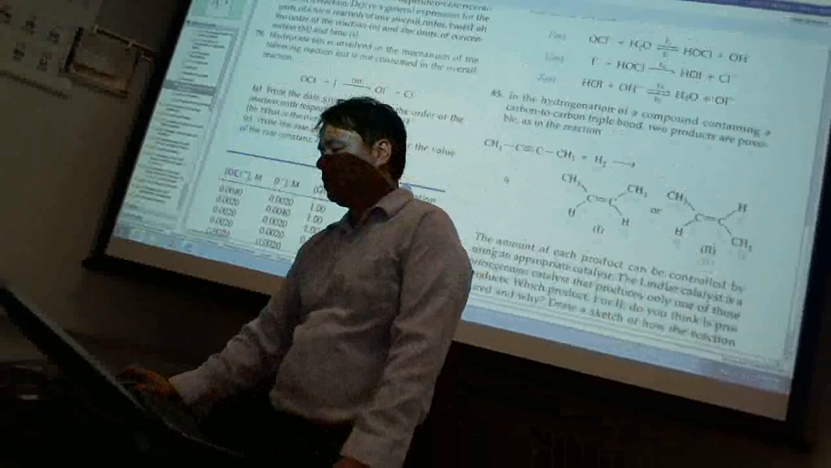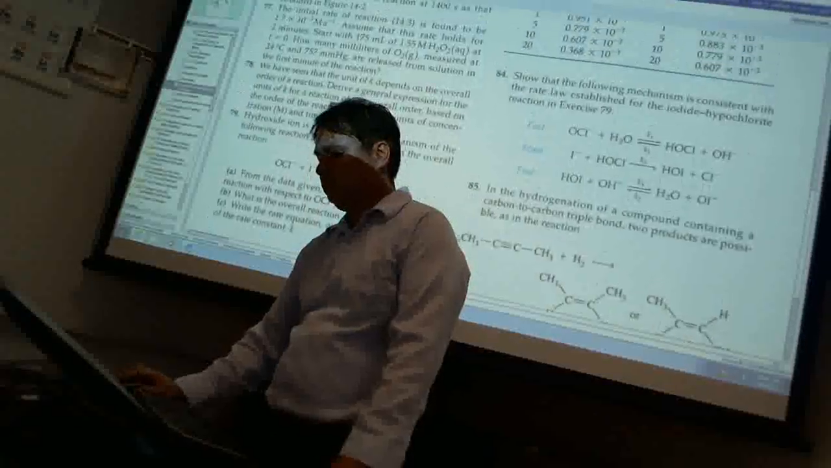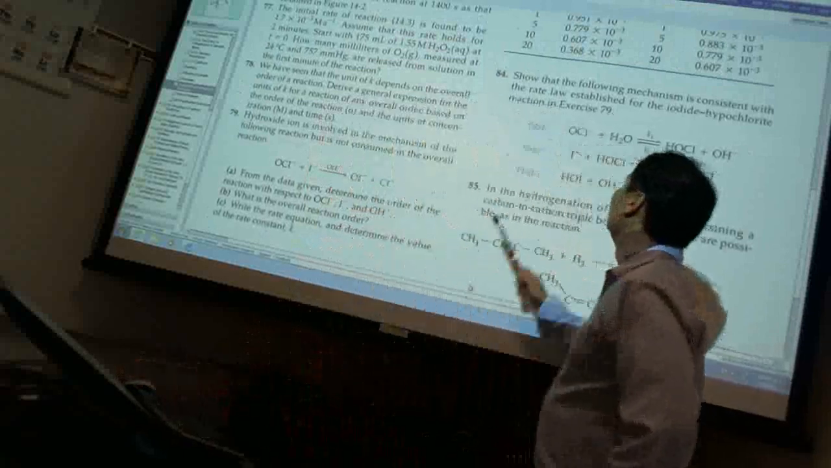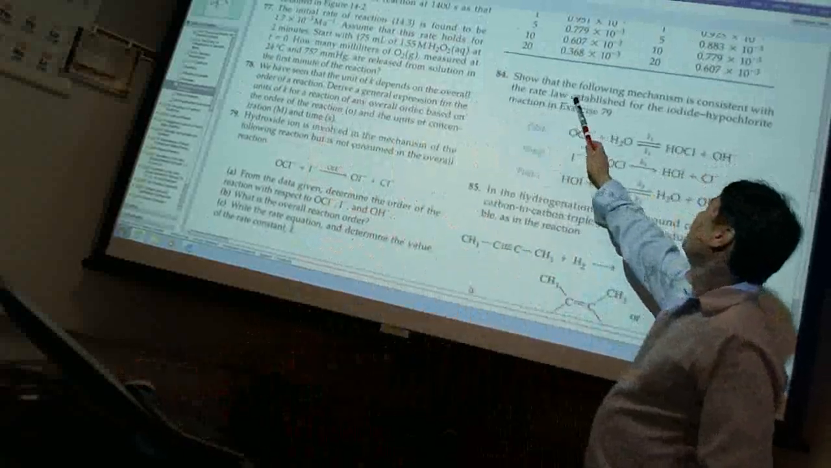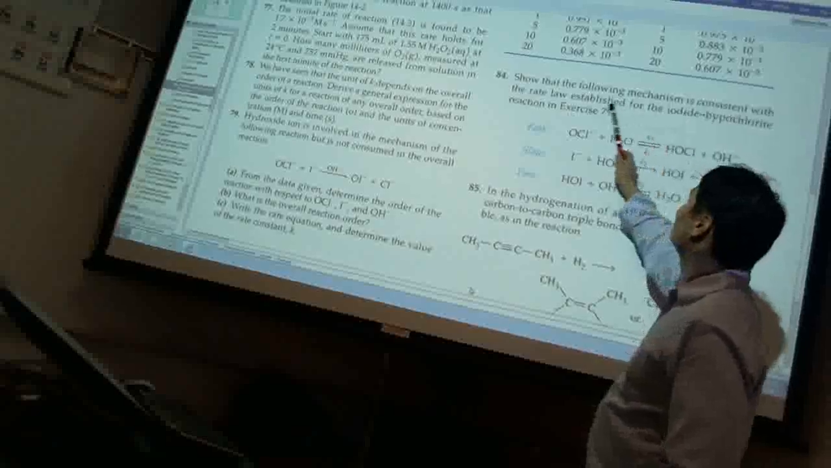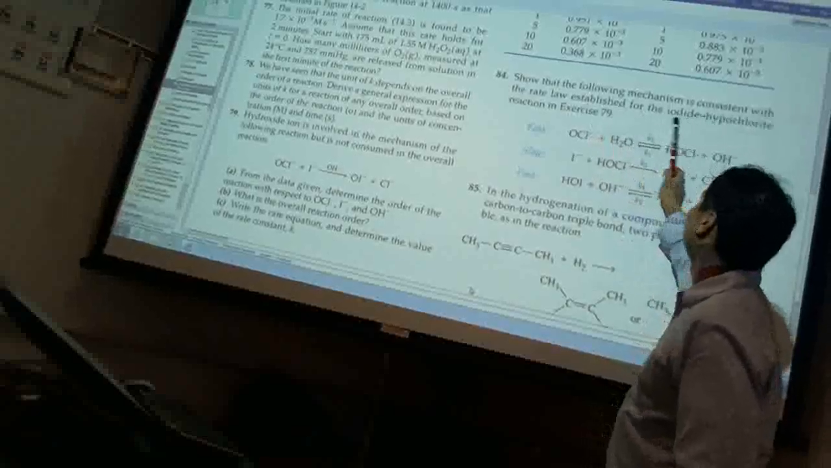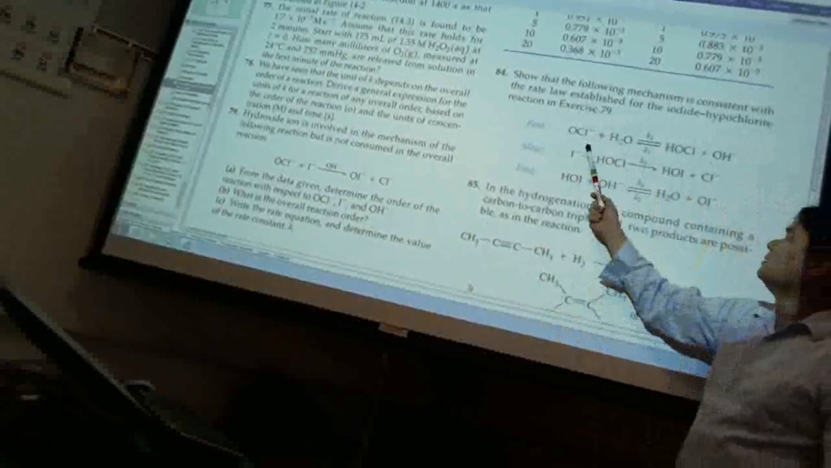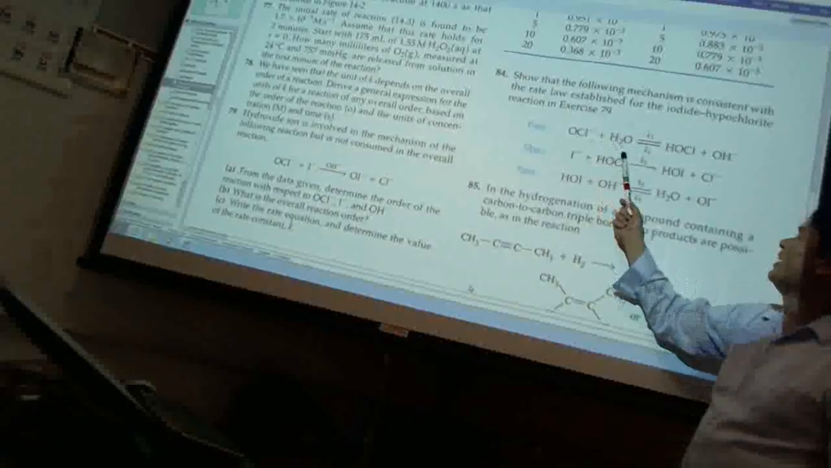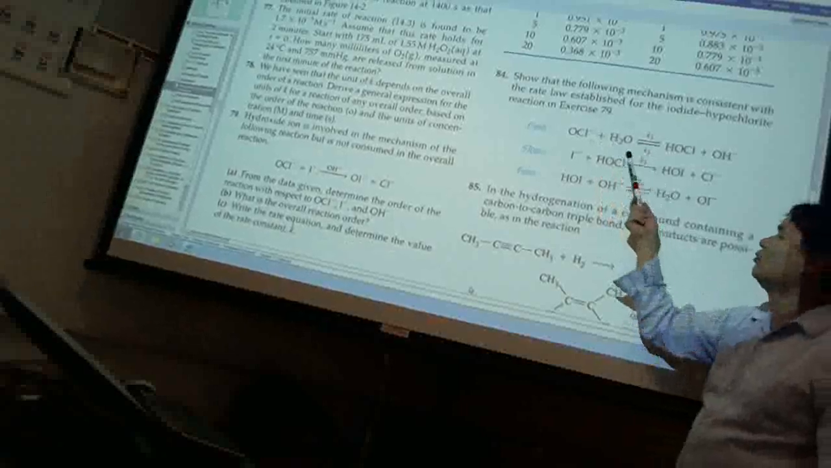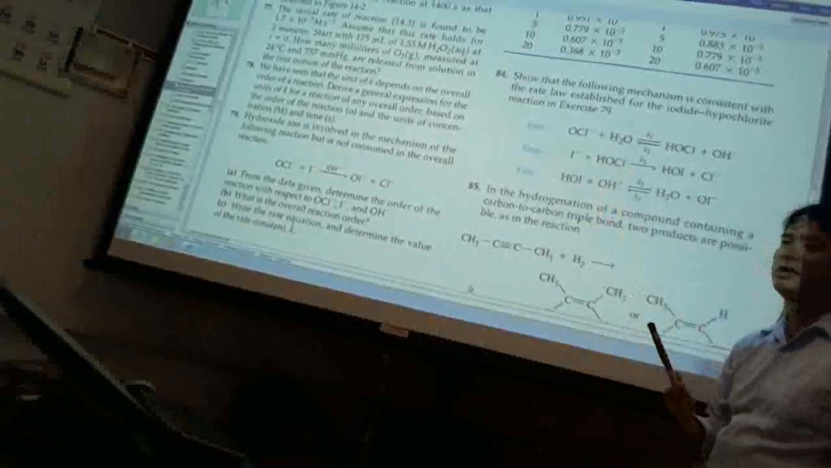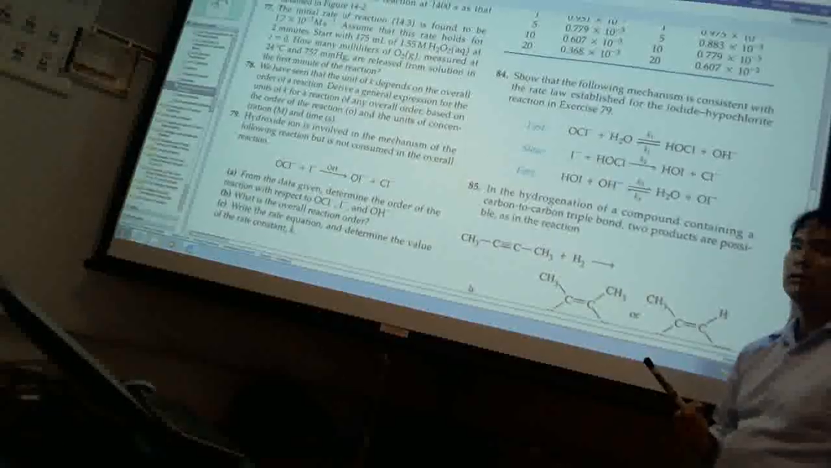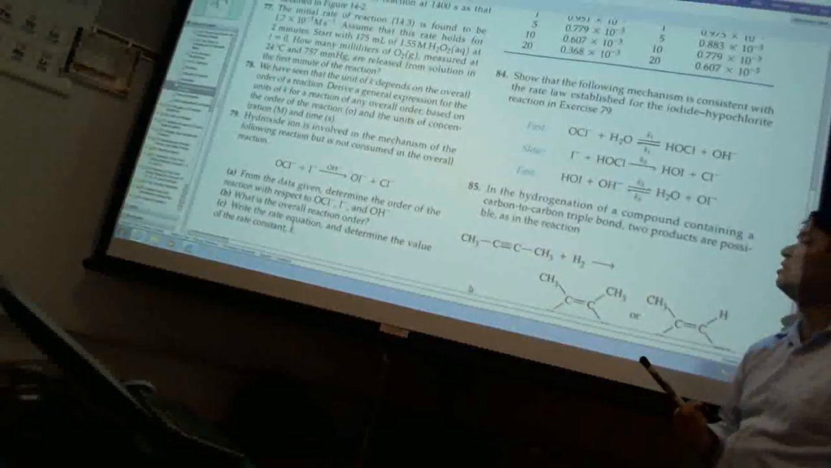All right. Now we go here. Show that the following mechanism is consistent with the rate law established for the iodide hypochlorite reaction in exercise 79. And so in exercise 79, we have hypochlorite colliding with the water. Well, water is a solvent in this case.